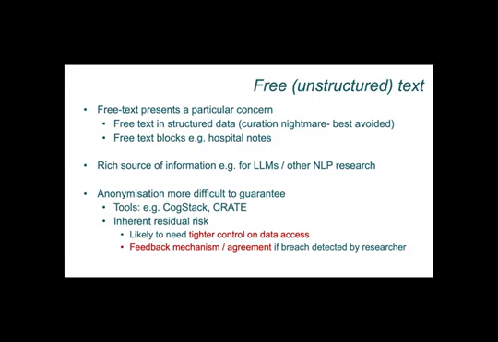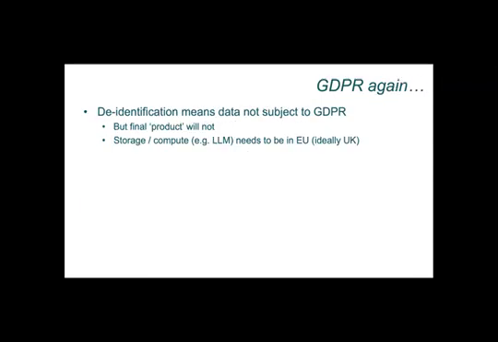So this kind of research is perfectly doable, but is likely to need some tighter controls on the degree of data access, where that data sits, and some kind of mechanism and agreement so that if the researcher detects that actually something was not de-identified, it can be fed back so we can try and correct the problem. But it's not an insurmountable problem.